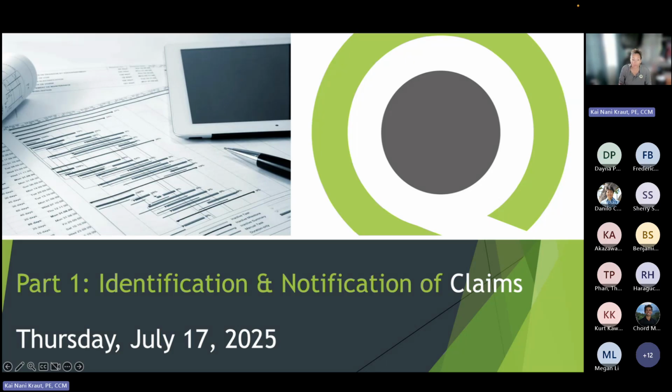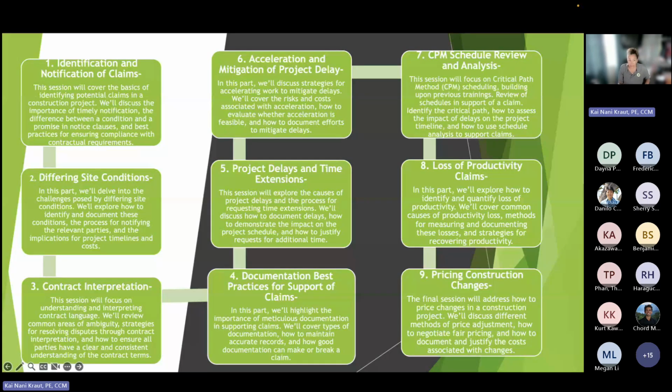This is actually going to be roughly one of 9 in a series. So today we'll go, and I'm not going to read all this because we do have a lot of slides. But this is what's coming. Identification of claims, going through differing site conditions, interpretation, what is acceleration and mitigation of project delay, delays and time extensions. We're going to piggyback a little bit off of schedule analysis that Joel did, documentation, best practices to support claims, CPM schedule review and analysis, probably pulling together what Joel has gone through in the past, loss of productivity claims.